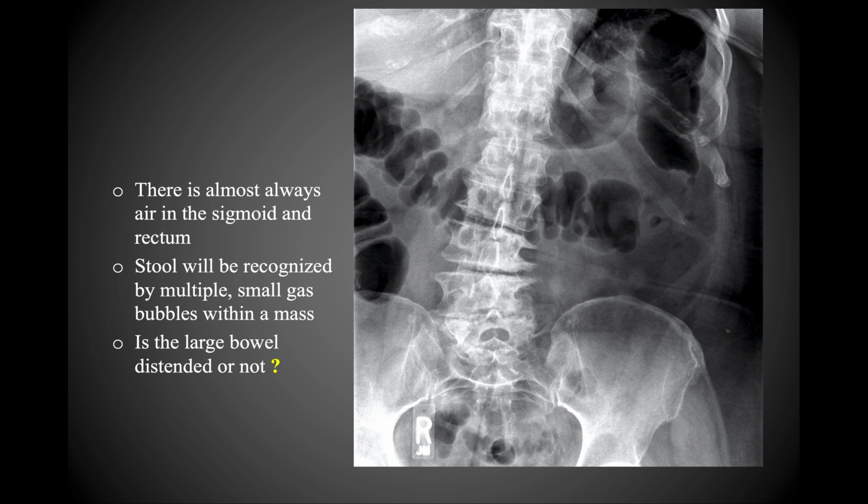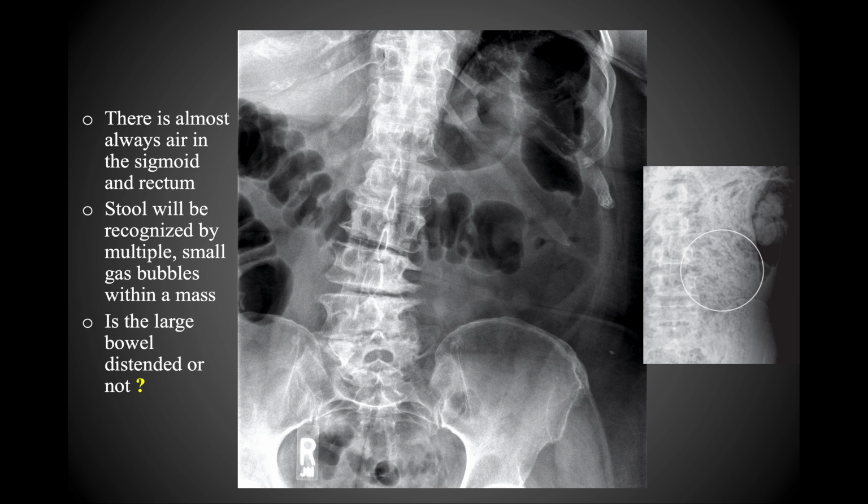There's also almost always air in the sigmoid and rectum. So you'll commonly see, as you see in this image here, these gas bubbles that are located down there in both the sigmoid and the rectum. And stool can be recognized by multiple small gas bubbles within a mass. And so I think a better example of that is shown right here. So you can see this is clearly a mass, and notice how there's all these little bubbles in it. So that represents stool, what you're looking at right there.